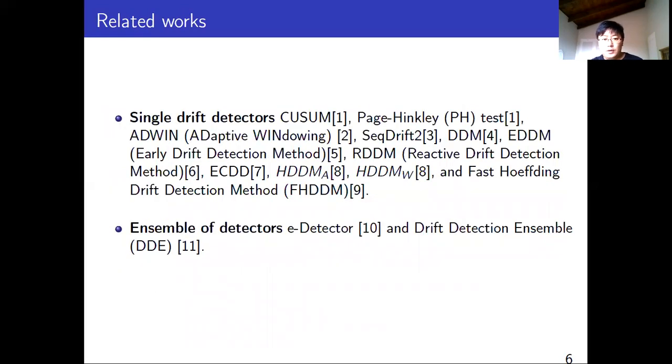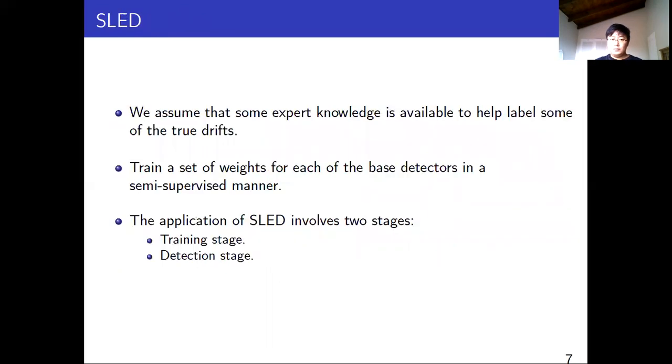Here are some of the most commonly used drift detectors in the literature. We classify them into two categories: single drift detectors and ensemble of detectors. Single drift detectors are characterized by a single statistic, which can either be error rate or accuracy, whereas an ensemble of detectors is a combination of multiple single detectors. SLED actually falls into this category.